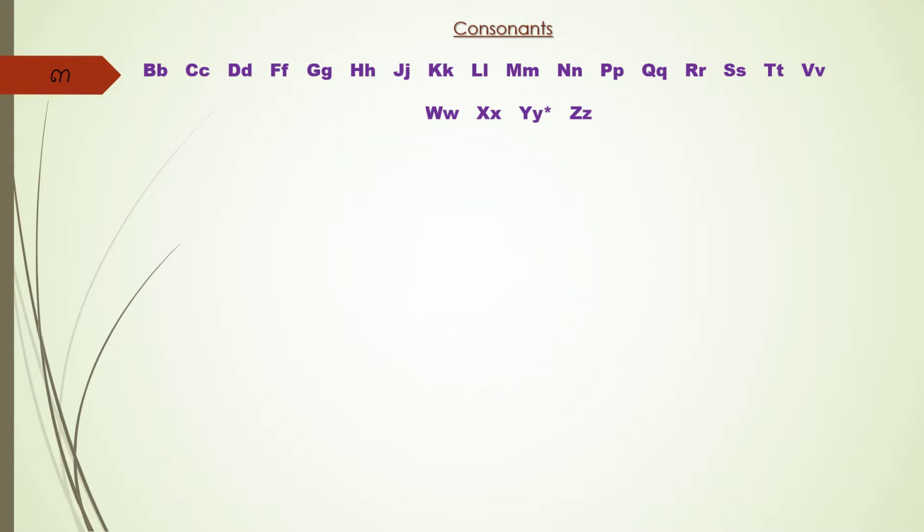Okay, the consonants are B, C, D, F, G, H, J, K, L, M, N, P, Q, R, S, T, V, W, X, Y with an asterisk, and Z or Z. Okay, let's see the examples. B: ball, beer, buy, and many more examples.